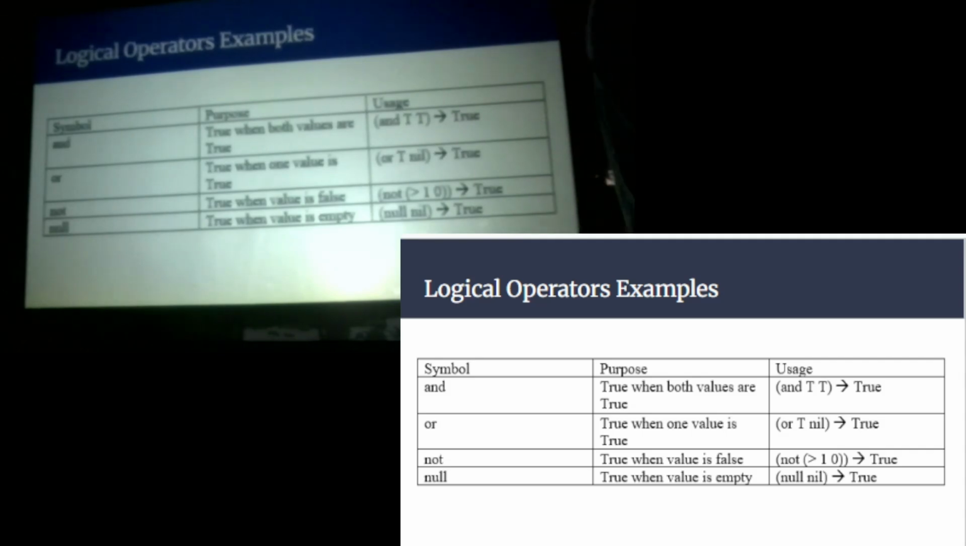Yeah. So, and, or, not, null, as I said. The purpose is: and is true when both values are true, or is true when one value is true, not is true when a value is false, and null is true when the value is empty. Here's a usage. Like I said, T from the Boolean section is true in Common Lisp, so true or not true, or empty list is true. Not one is less than 0 is true, and not empty list is true. Or sorry, null is an empty list, which is true.